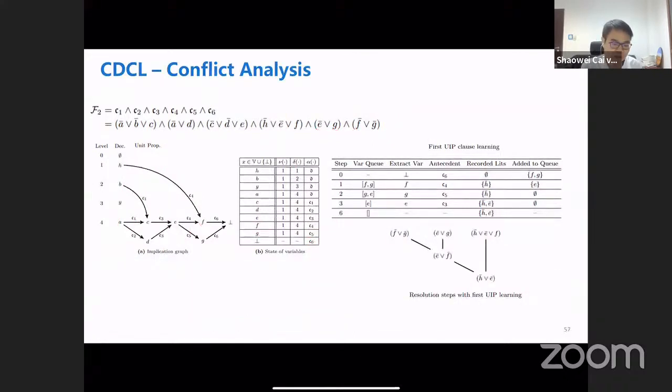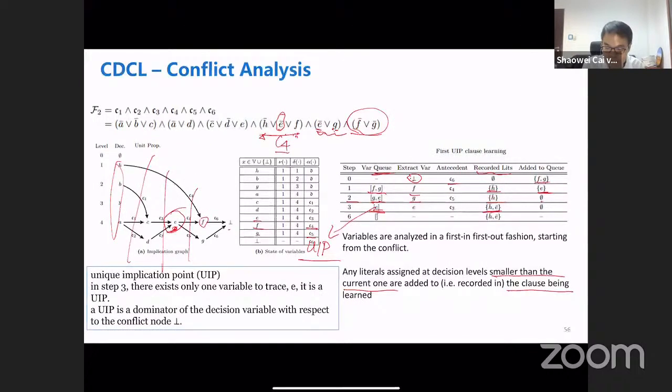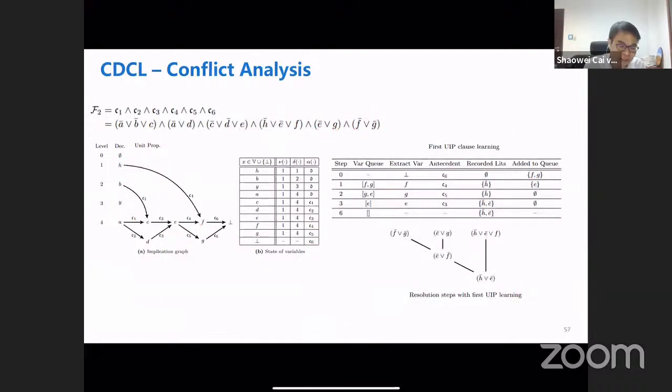Now, after we get the learned clause, in this example, when we meet the first UIP, we stop this analyzing procedure and we get no H and no E, right? And after this, we need to backtrack. How to get the level of the backtrack? This can also be done by.